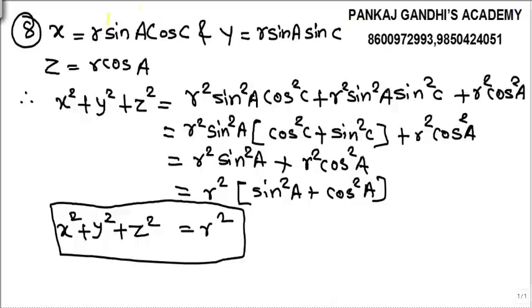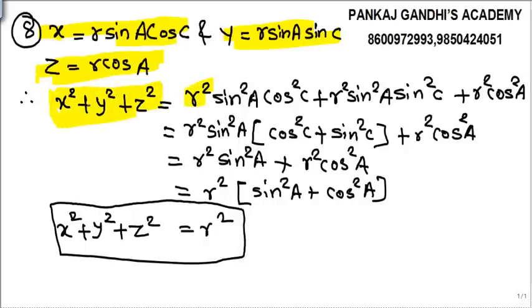Question number 8. Here x is equal to r sin a cos c, y is equal to r sin a sin c, and z is equal to r cos a. These three values are given and we have to find out the value of x square plus y square plus z square. So let's write this down.